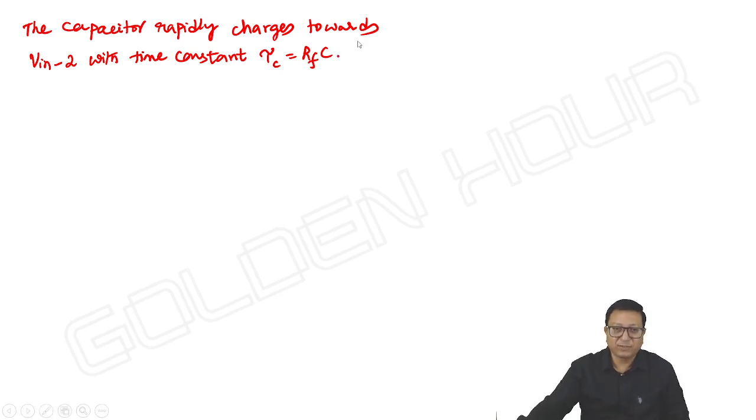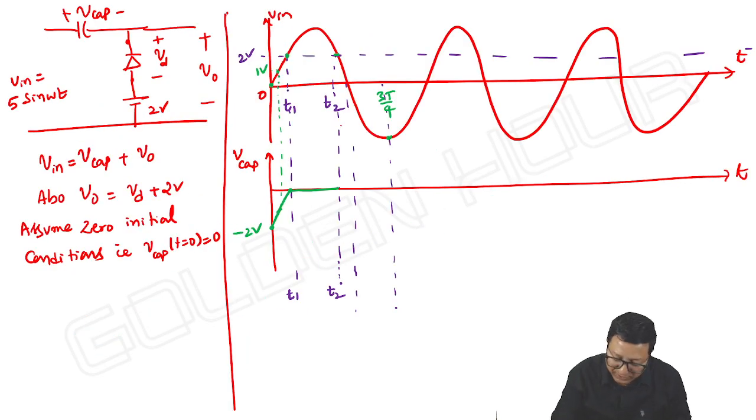We can take it that the capacitor is rapidly charging towards the input voltage, which means it just follows the shape of the input. Whatever the shape we have for input from here to here, it will be following the same shape. Or what we can take is at this particular point T by 2, input is 0 and output is 2. So V capacitor is equal to 0 minus 2, which is equal to minus 2. So input is falling by 2 volts, and the capacitor voltage also falls by 2 volts. That's what my concern is, nothing else.